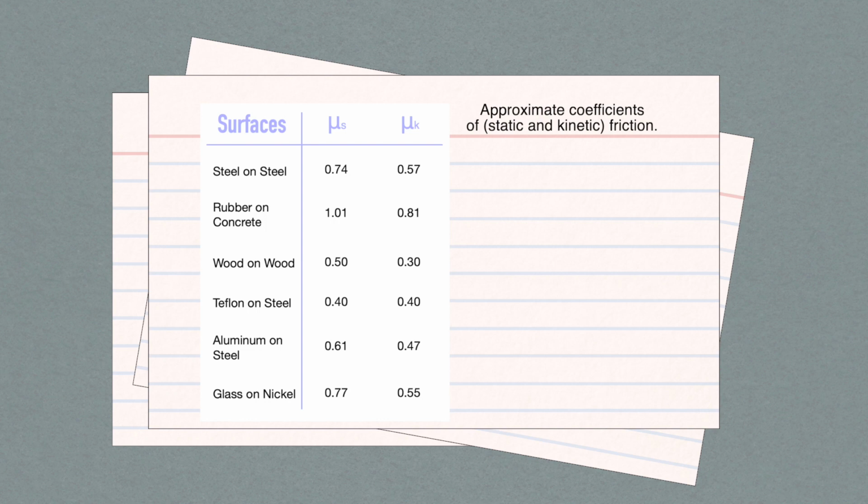So looking at the header of the table, you might notice that there are two columns of coefficients, two columns of numbers. The middle column is the coefficient of static friction, and the column on the right is the coefficient of kinetic friction. Static friction is mu sub s, mu subscript s, and the kinetic friction is mu subscript k. When you're dealing with static friction, use mu s, and when you're dealing with kinetic friction, use mu k.